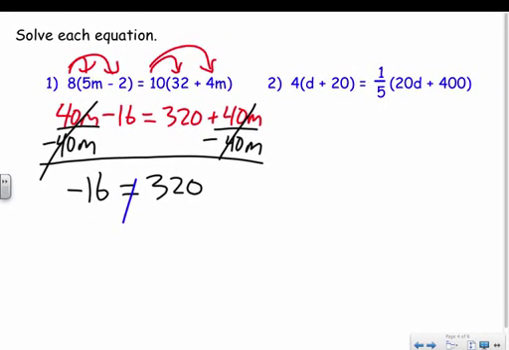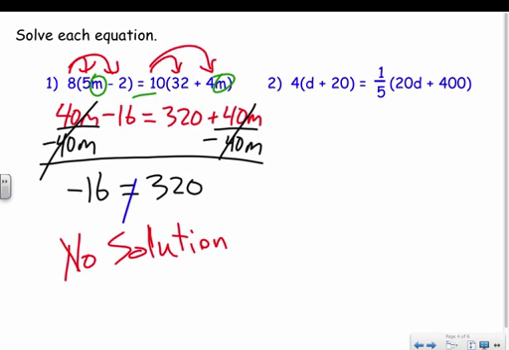So do you think there's any number I can put in for m to make this statement equal, to make this equation true? No, there's absolutely nothing I can put in for m to make that true. M doesn't equal anything. So we say there is no solution.